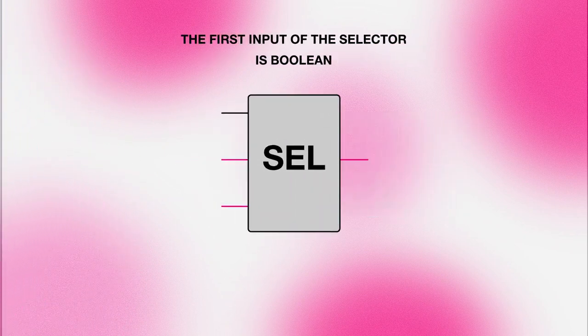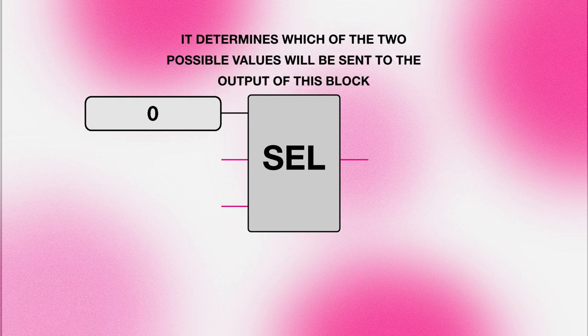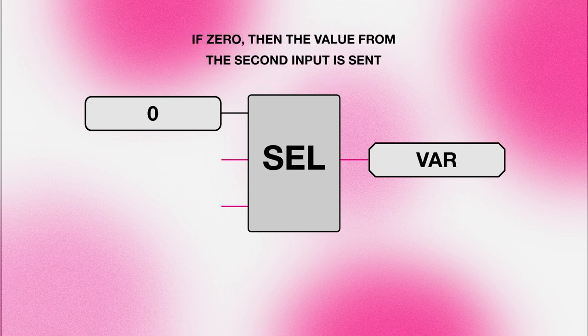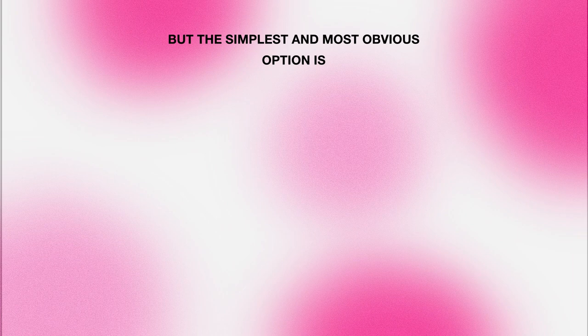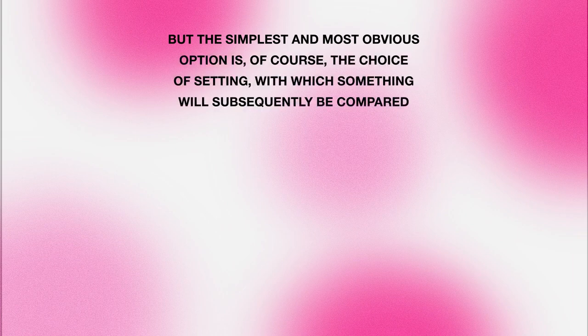And essentially, that's the only difference between them. The first input of the selector is Boolean. It determines which of two possible values will be sent to the output of this block. If 0, then the value from the second input is sent, and if 1, from the third. There are many applications for this block, but the simplest and most obvious option is, of course, the choice of setting, with which something will be subsequently compared.